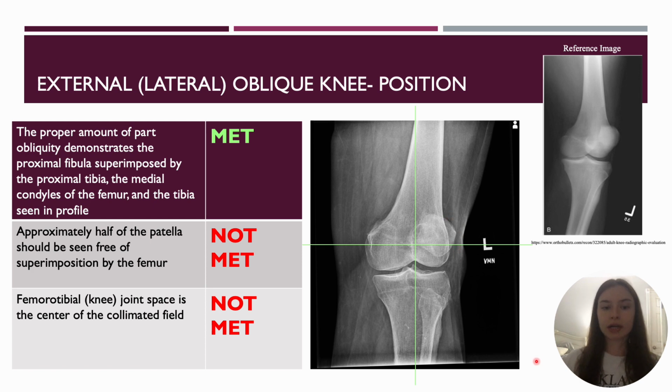The next criteria is femorotibial joint space is the center of the collimated field. Once again, I said not met for this one because we are centered a little bit too high here, since that joint space is down here.